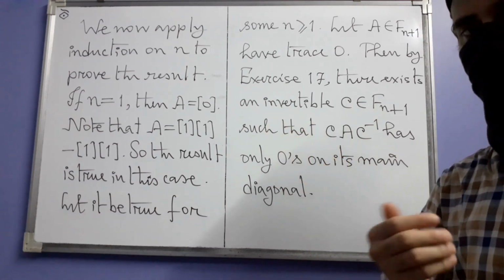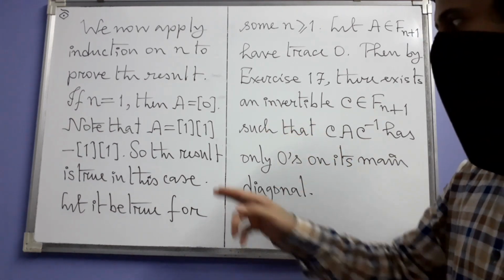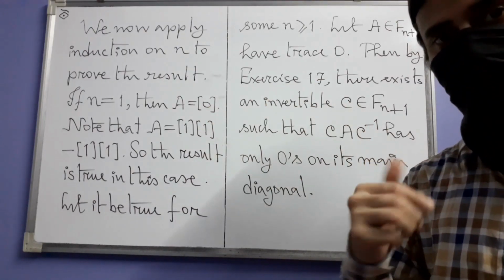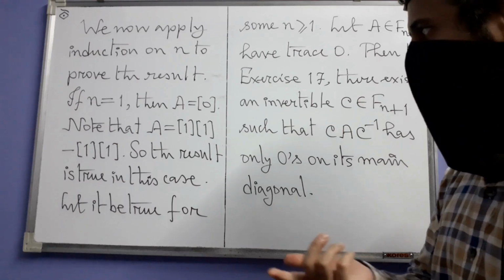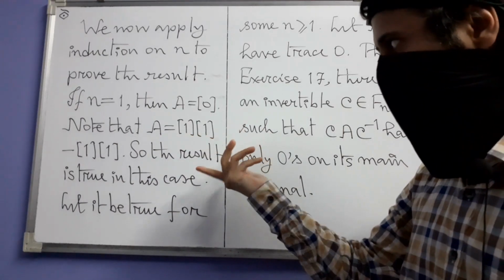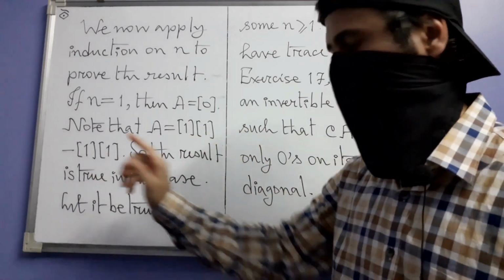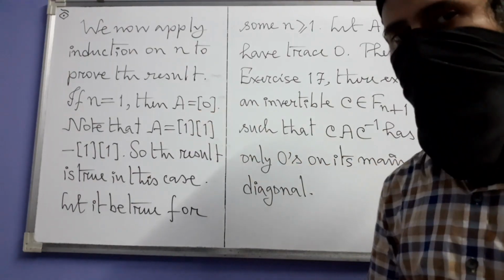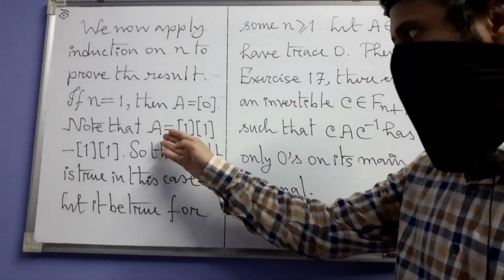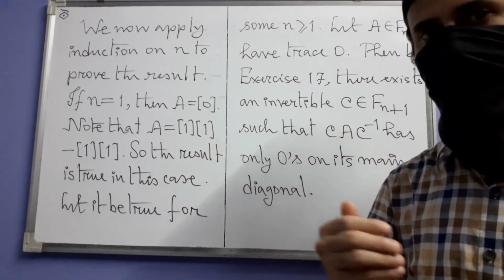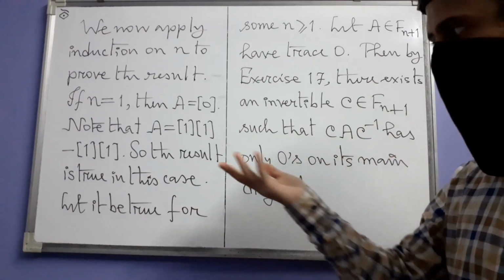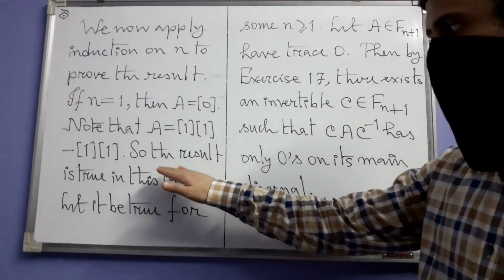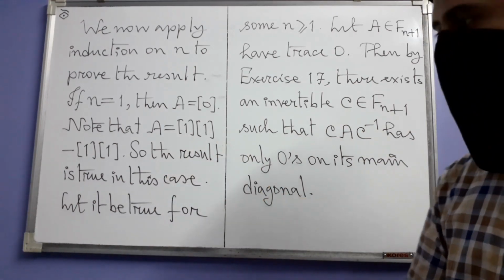Since trace is the sum of the diagonal entries, the only element here, which is itself a diagonal entry, has to be 0. But then A can be expressed like this: 1 times 1 minus 1 times 1. Think of the first one as B and the second one as C here. That way A has been written in the form BC minus CB, which means the claim is true here trivially. So that is the base case of our induction.